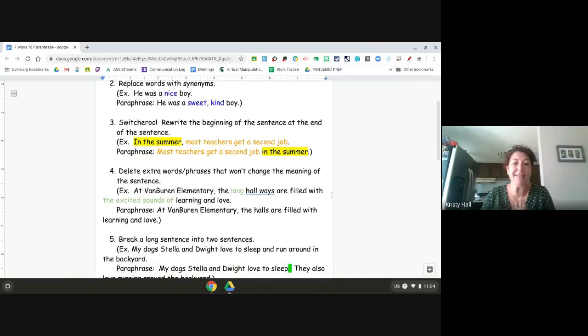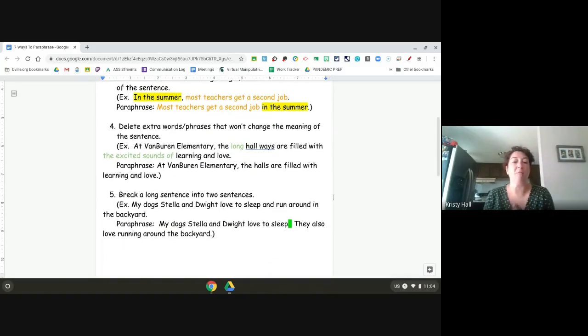Number 4, we can delete words and phrases that don't change the meaning of the sentence. So I'm realizing this is a little light. So for example, at Van Buren Elementary, the long hallways are filled with the excited sounds of learning and love. I can eliminate some of these words to say, at Van Buren Elementary, the halls are filled with learning and love. So I took out some words, and the sentence still has the same meaning.